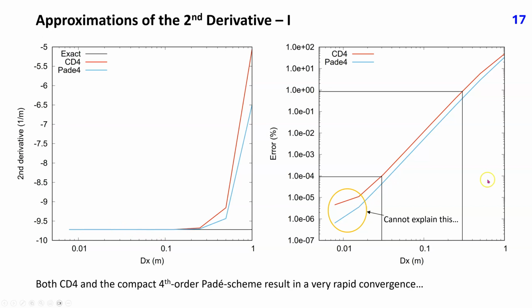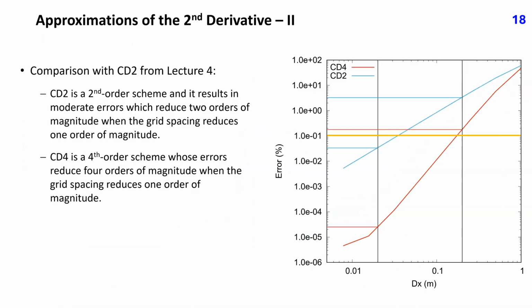The plot on the right shows the variation of the error with grid spacing on a log-log scale. Both schemes are obviously fourth-order approximations, because when the grid spacing is reduced 1 order of magnitude, the error is reduced 4 orders of magnitude. However, I cannot explain why for the smallest grid spacing the slope reduces. I will try to find the explanation and also check the behavior for other functions, polynomials and trigonometric functions.